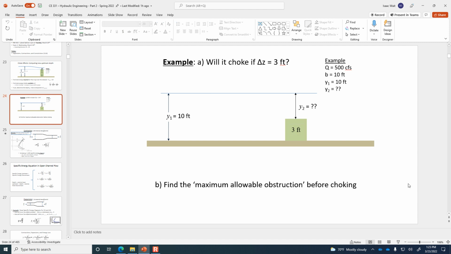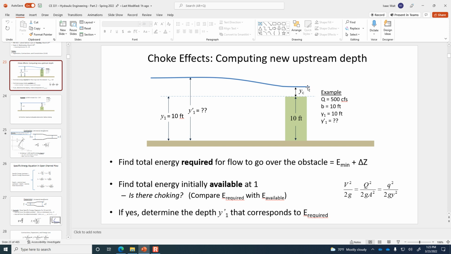Okay, so a step up like this isn't the only kind of obstruction that can occur. Obstructions can also occur when a channel gets narrower, and that's what we're going to talk about next. But before we do, any questions about the vertical obstruction?